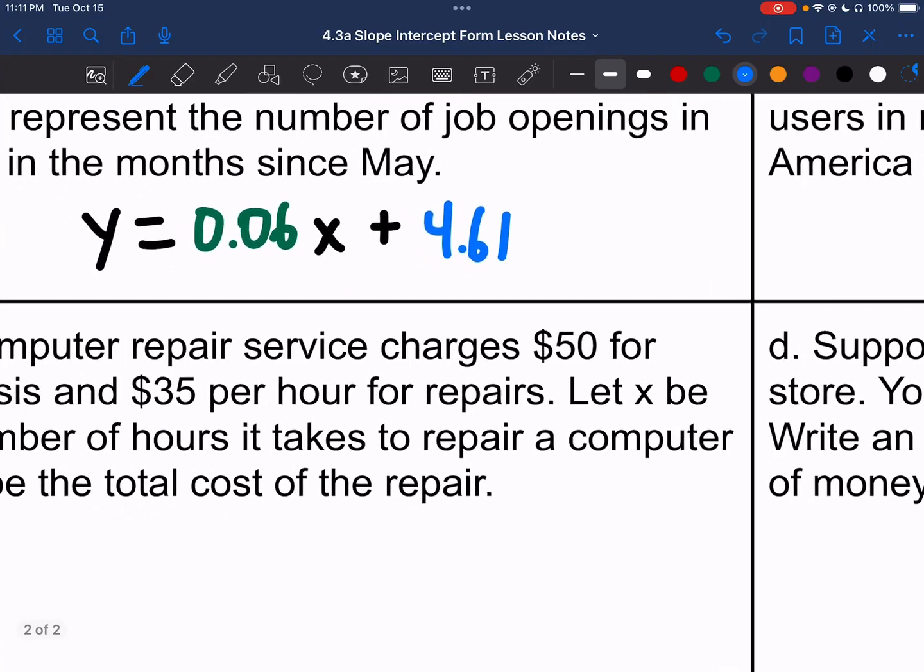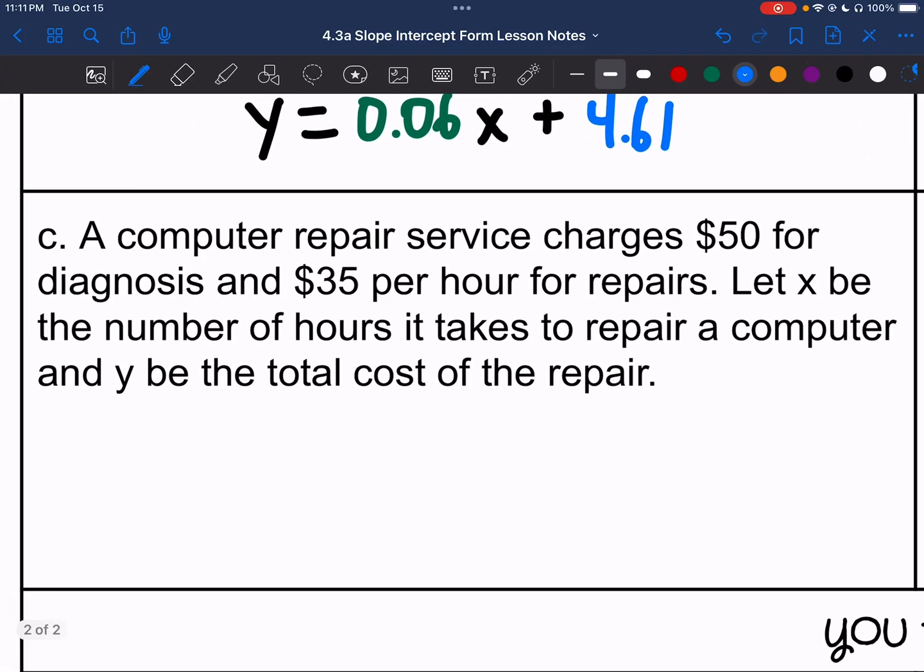All right, so now we're going to look at letter C. A computer repair company service charges $50 for diagnostics and $35 per hour for repairs. If X is the number of hours it takes to repair a computer and Y is the total cost of the repair, we want to figure out what is our equation. So my rate, I have a $35 per hour for repairs, and we're starting with $50 for diagnostics.